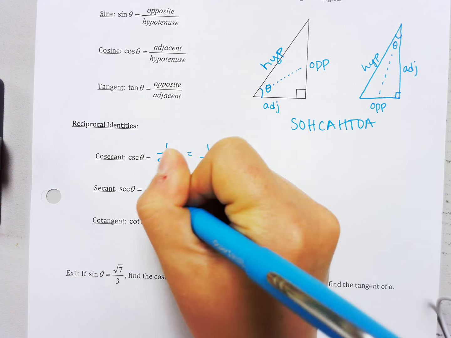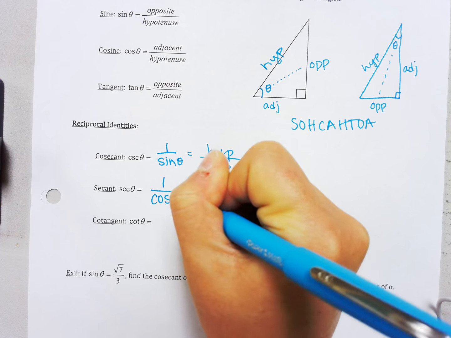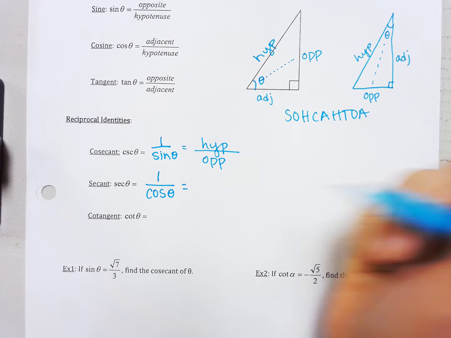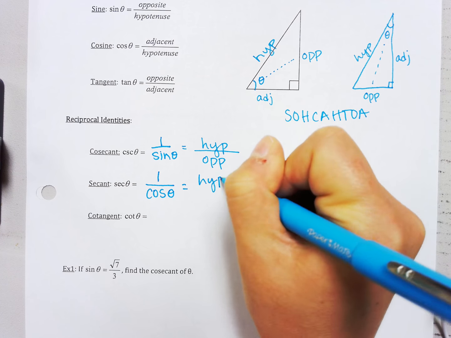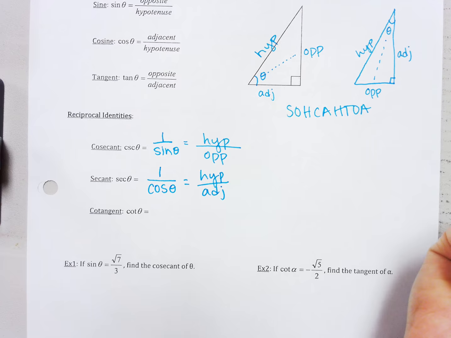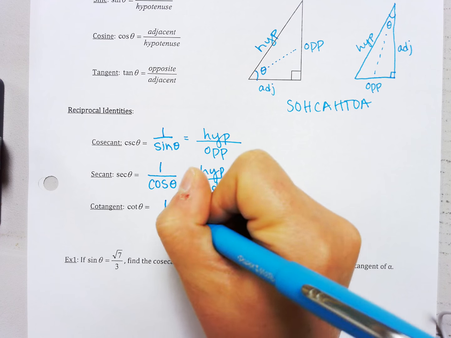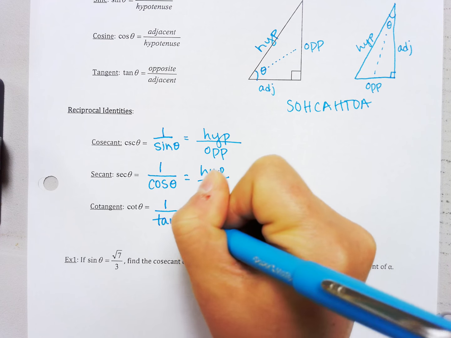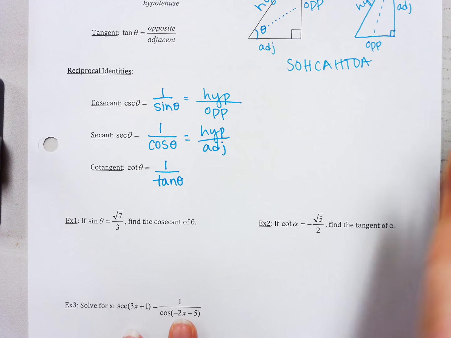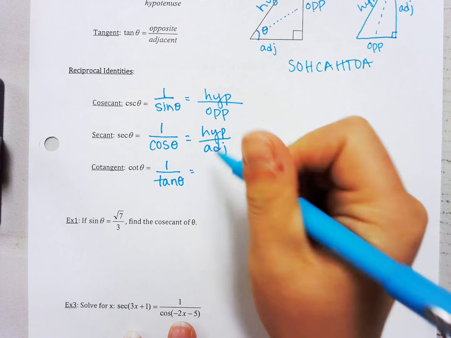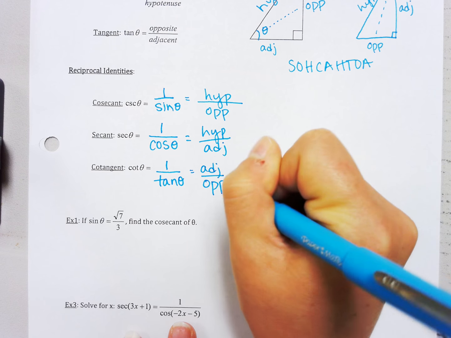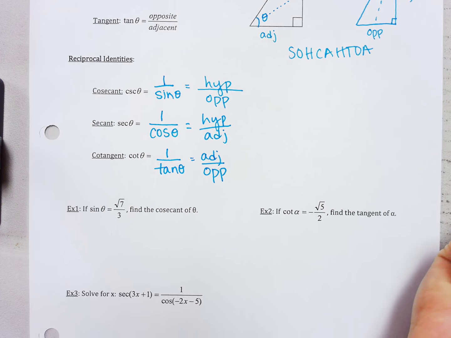Secant goes along with cosine, so it's the reciprocal of cosine. Since cosine is adjacent over hypotenuse, then our secant is going to be hypotenuse over adjacent. And cotangent, unsurprisingly, goes along with tangent. It's the reciprocal identity for that. Since tangent is opposite over adjacent, if we flip that around, we get adjacent over opposite.